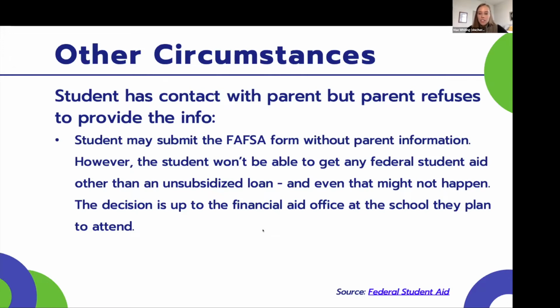However, it's not going to be the best situation. The student won't be able to get any federal student aid other than an unsubsidized loan. Even that isn't guaranteed. The decision is up to the financial aid office at the college. So we do recommend that the student reach out to the financial aid office if they're in this situation, just to explain what's going on with their parental refusal. But likely the outcome is not going to be great unless they can convince the parent to come around and actually complete the FAFSA.